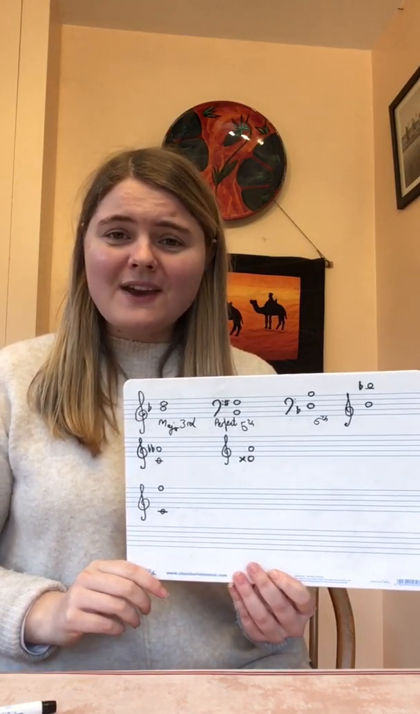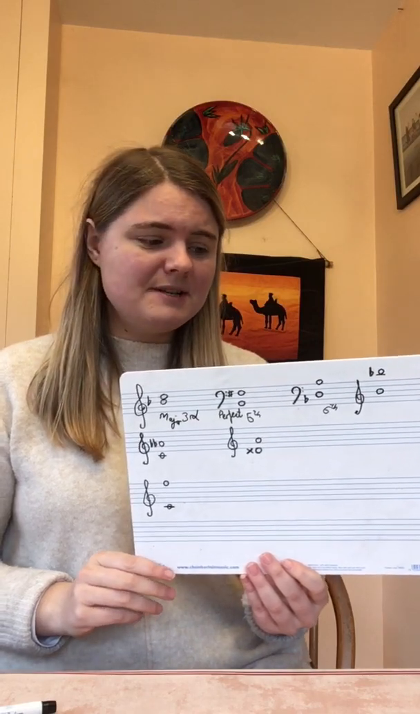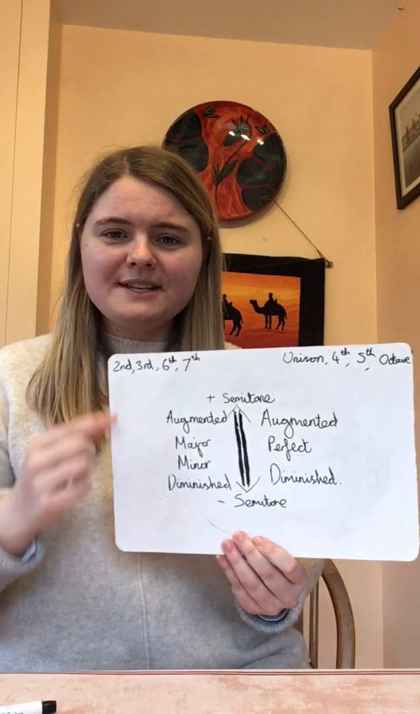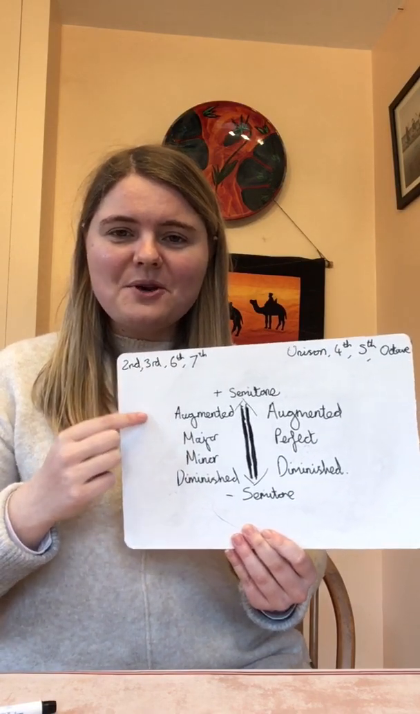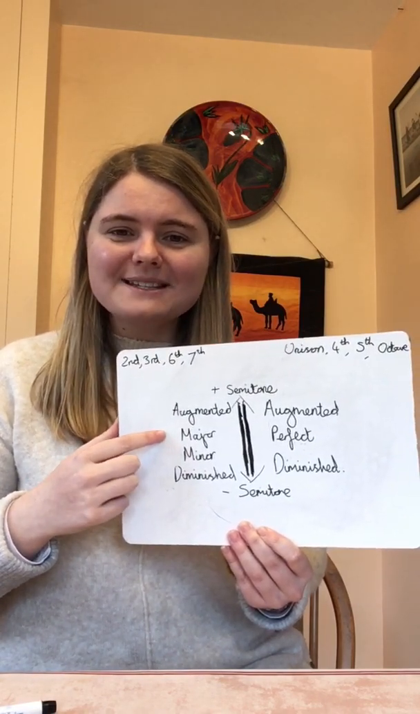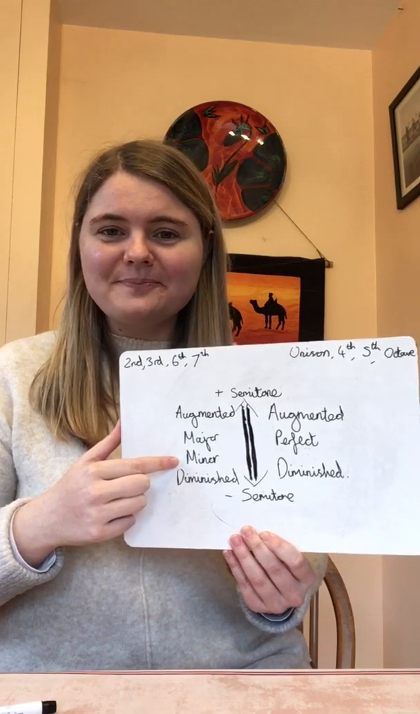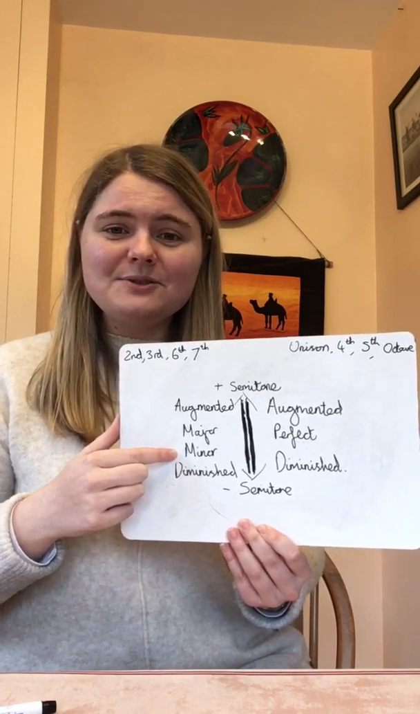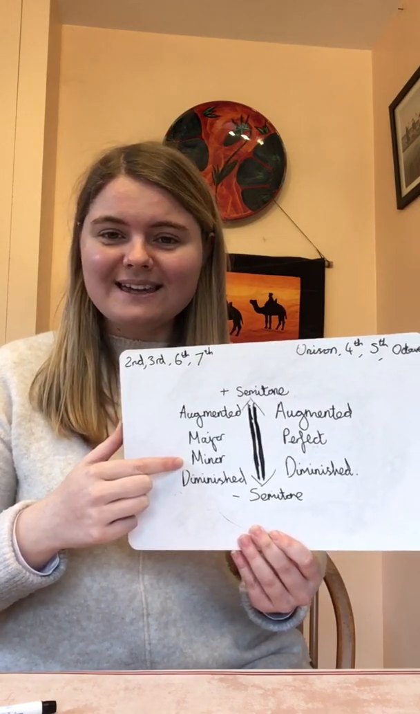So it's been flattened by a semitone, which means it's been made smaller. So let's turn over to our rules. We know that it's a sixth, and we know that our interval has been flattened by one semitone. So it's been made into a minor sixth.